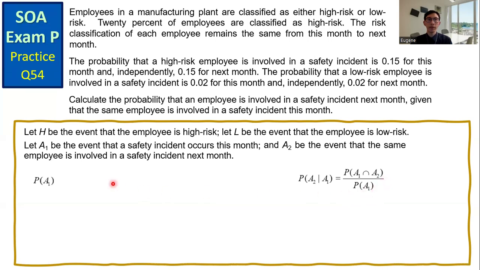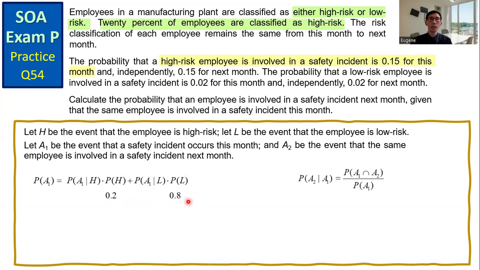Let's compute the probability of A1. The employees are classified as either high risk or low risk. By the law of total probability, the probability of A1 equals the probability of A1 given the employee is high risk, which is H, times the associated probability P(H), plus the corresponding terms related to the low-risk employees. 20% of employees are classified as high risk. So we can get P(H) equals 0.2, and therefore P(L) will be 1 minus 0.2, which is 0.8.